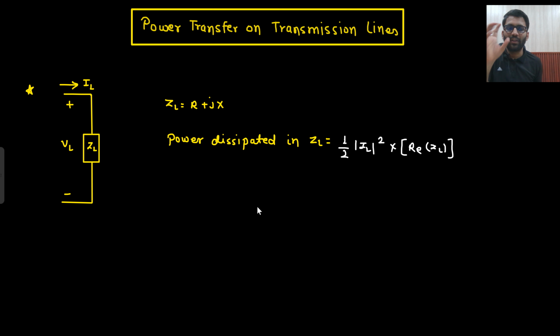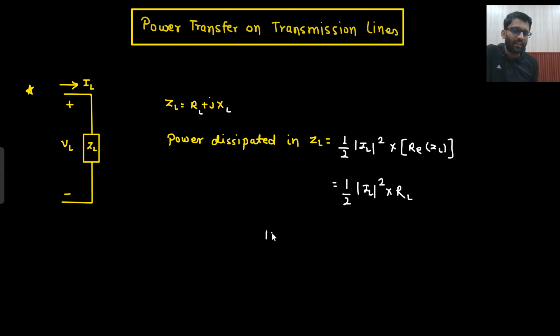Real part of ZL means resistor only, because power will be dissipated in the resistor. Inductor and capacitor are storing elements. Here this X could be negative or positive, it could be a capacitor or an inductor. They are storing elements. If you talk about power dissipation, that means you are talking about the resistor only. So what you are going to do? Half mod of IL square, and real part means the resistor. This can be written as RL plus jXL. So here I am writing RL.